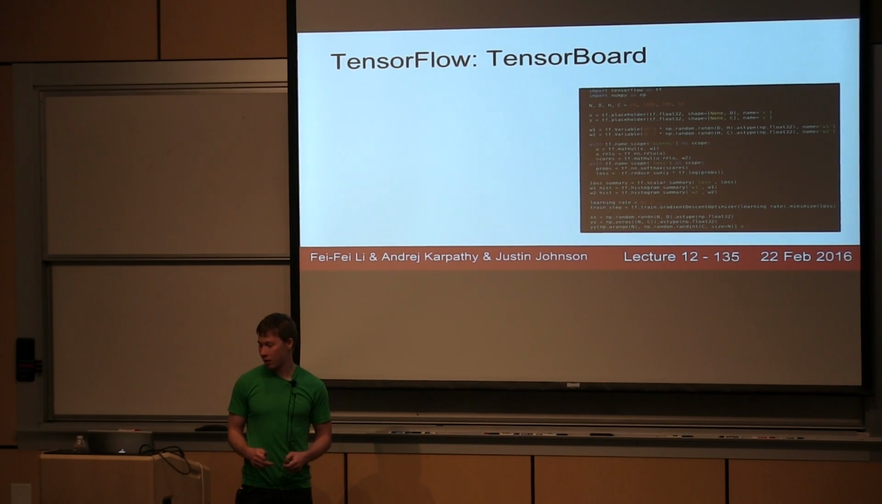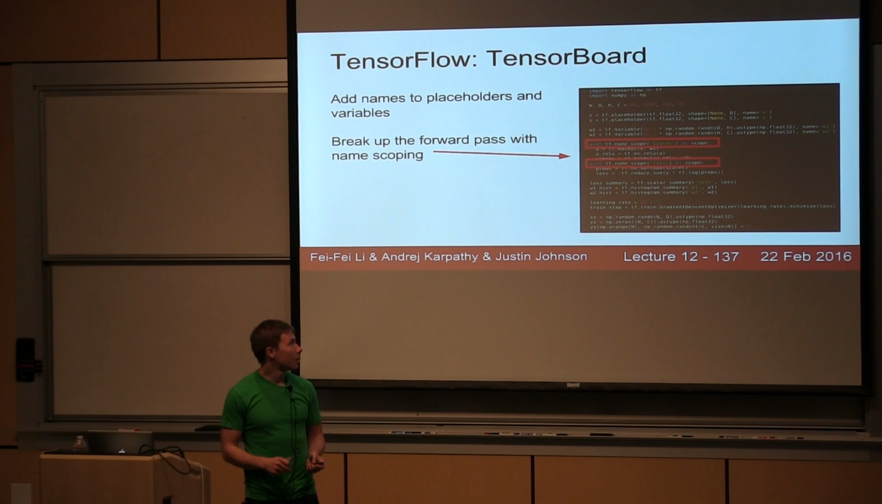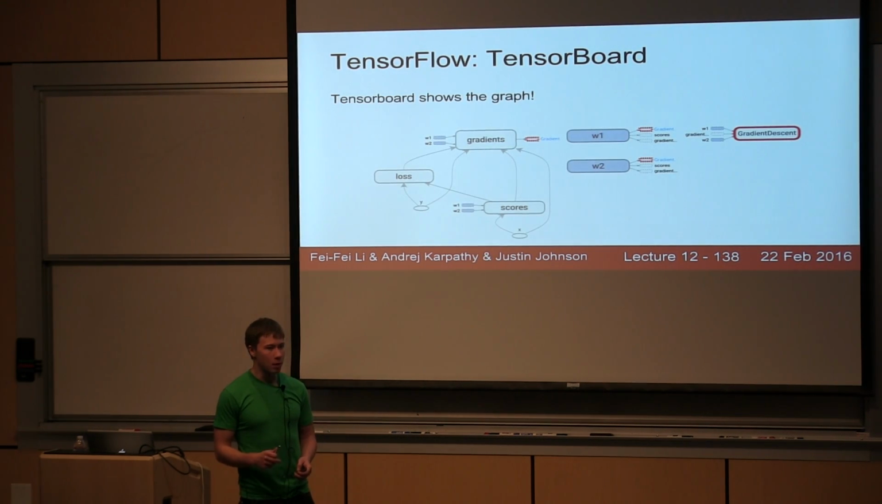TensorBoard can also help you visualize what your network structure looks like. So here we've annotated our variables with these names. And now when we're doing the forward pass, we can scope some of the computations under a namespace. That lets us group together computations that should belong together semantically. Other than that, it's the same thing that we saw before. And now if we run this network and load up TensorBoard, we can get this beautiful visualization of what our network actually looks like.